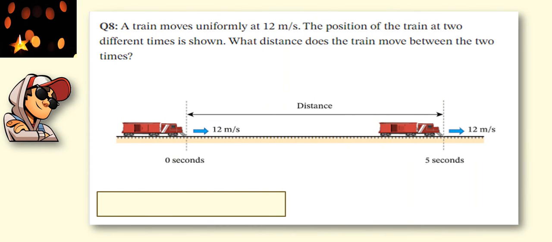Another question, question number 8. A train moves uniformly at 12 meters per second. The position of the train at two different times is shown. What distance does the train move between the two times? Here the train goes from 0 seconds to 5 seconds, and the speed is regular. We want to know the distance. We have the main rule, speed equals distance over time, so for the distance we multiply speed by time: 12 times 5. The answer will be 60 meters.